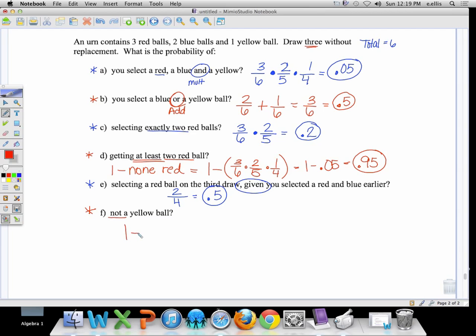And the last one here, the probability that it is not a yellow. Well, not is your complement rule. Do 1 minus it is yellow. There's 1 yellow out of 6. Well, you're looking at 5 out of 6, which is 0.833. Being able to mix them all up is a very key skill that you need to be able to do in this unit.